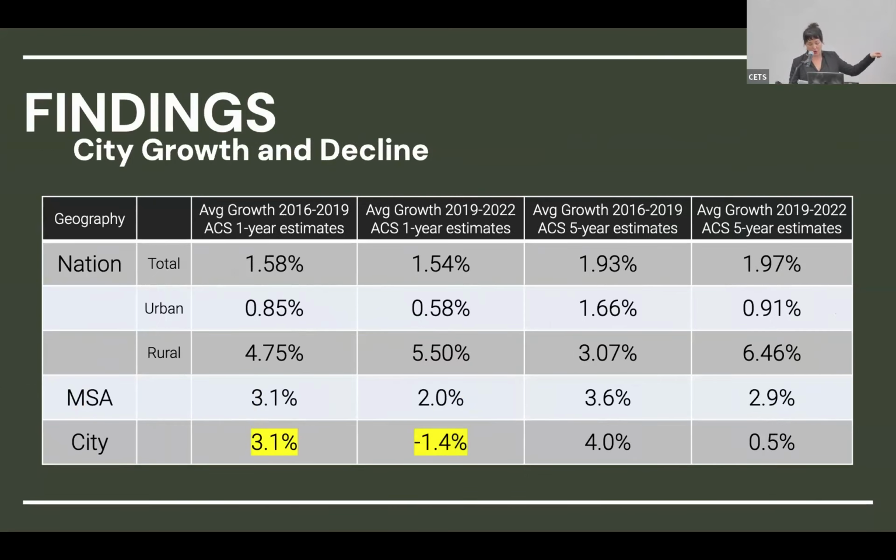Third, cities were growing before 2020, and then they declined pretty sharply with the onset of the pandemic. Their growth rates went into the negative, and so on average, cities are shrinking. This can be read as people heading to the woods, to the suburbs, to smaller cities and towns.